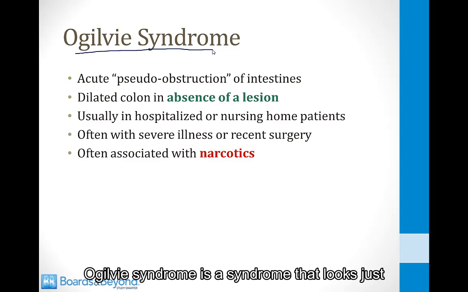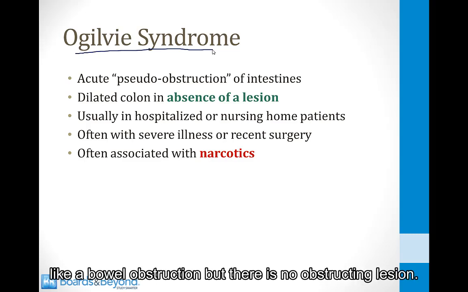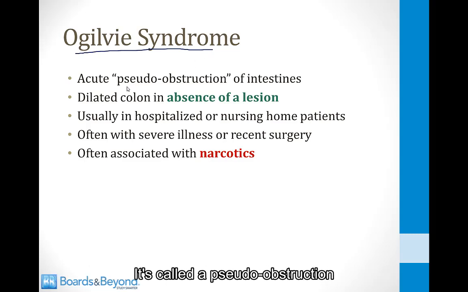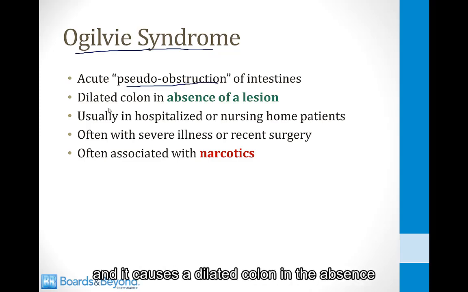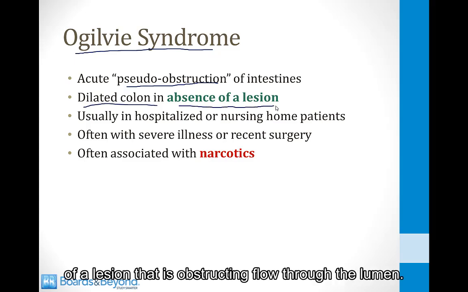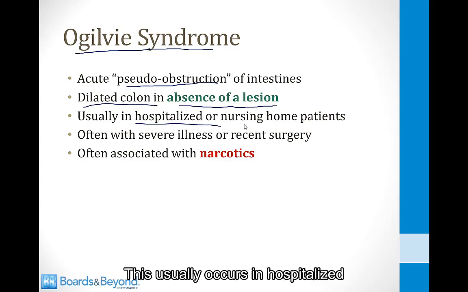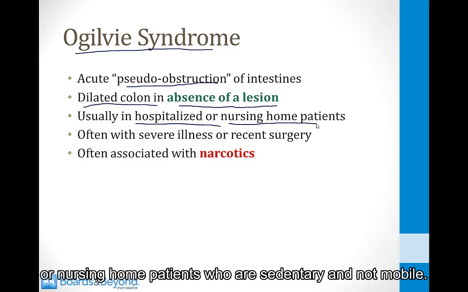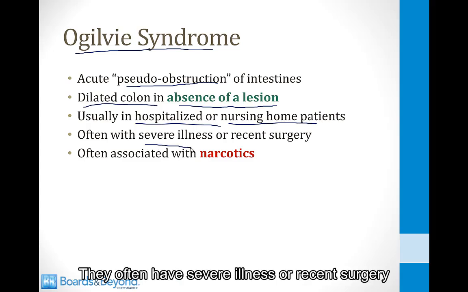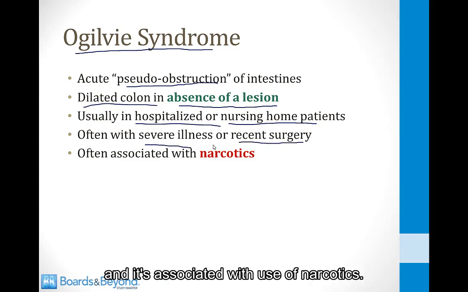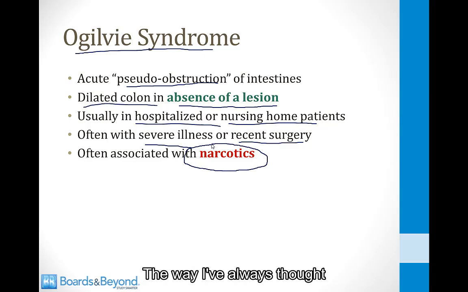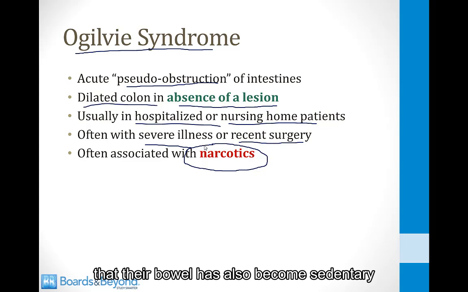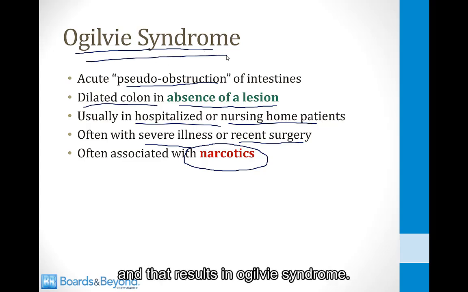Ogilvie syndrome is a syndrome that looks just like a bowel obstruction, but there is no obstructing lesion. It's called a pseudo-obstruction, and it causes a dilated colon in the absence of a lesion that is obstructing flow through the lumen. This usually occurs in hospitalized or nursing home patients who are sedentary and not mobile. They often have severe illness or recent surgery, and it's associated with use of narcotics. The way I've always thought about this is the patient is so sedentary that their bowel has also become sedentary, and that results in Ogilvie syndrome.